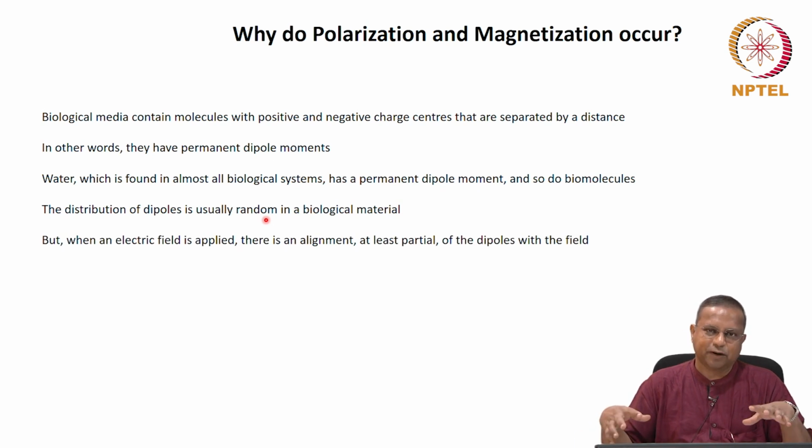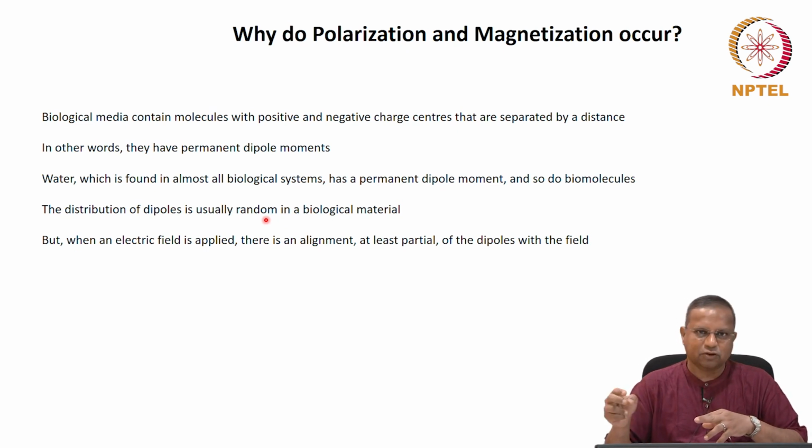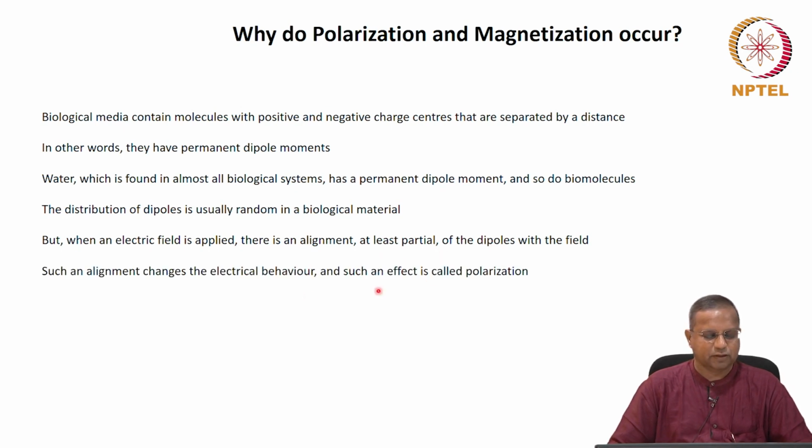However, when you apply an electric field, the dipoles would align themselves either with or against that field. Okay. When an electric field is applied, there is alignment, at least partial, of the dipoles with the field. They could align themselves either with the field or against the field. Such an alignment changes the electrical behavior, and such an effect is called polarization.